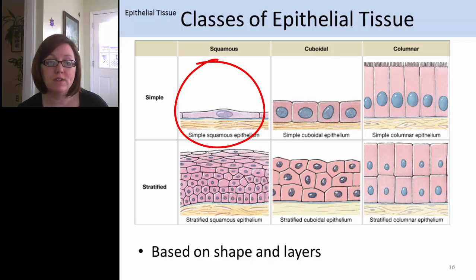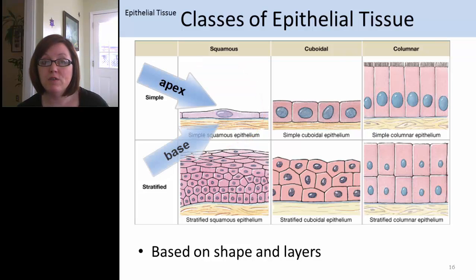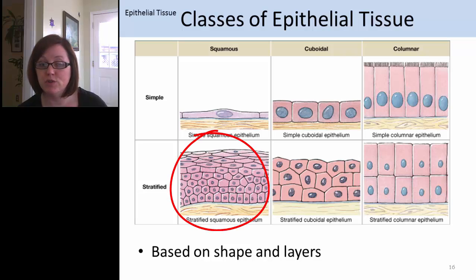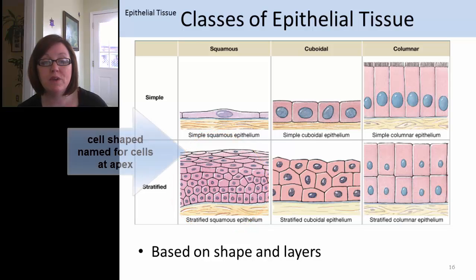So here we see simple squamous epithelial tissue. It's simple because it's one cell layer thick from apex to base, and it's squished or flat. Below that we see the stratified squamous epithelial tissue. It's stratified because there are several layers from apex to base, and it's squamous because we always look at the cells at the apex to determine the cell shape.